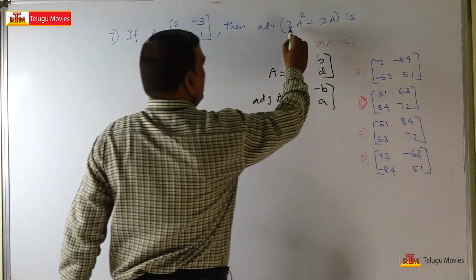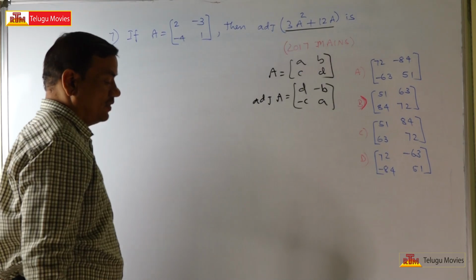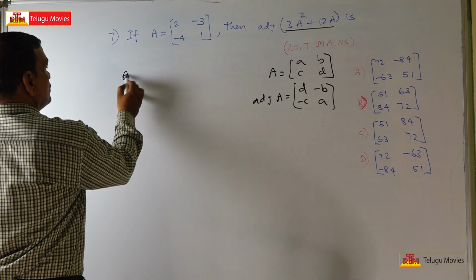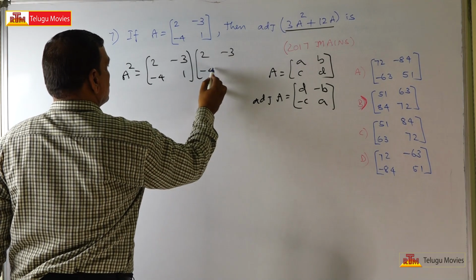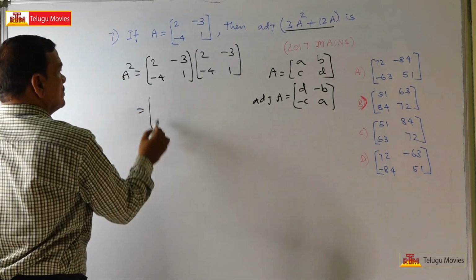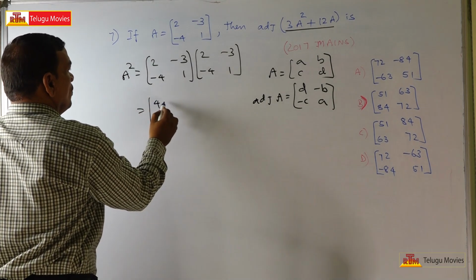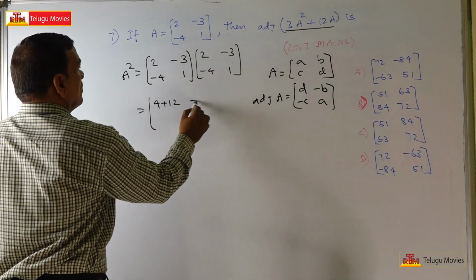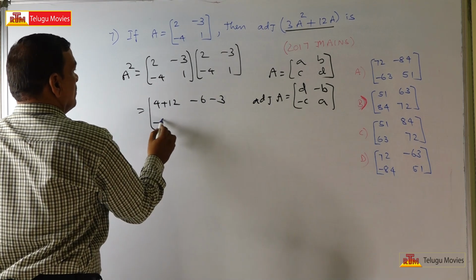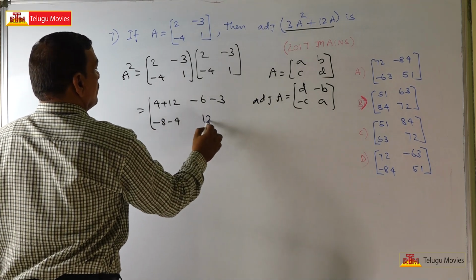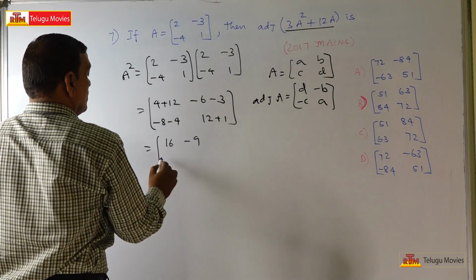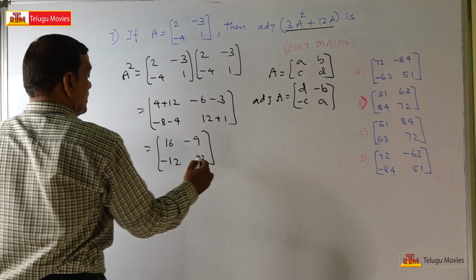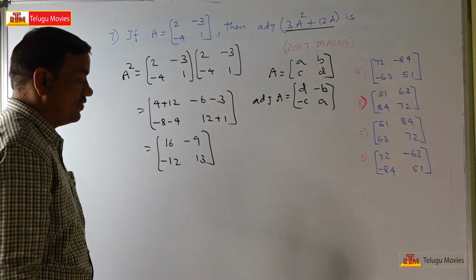First we find 3A square plus 12A. A square means A into A, that is [2, -3; -4, 1] times [2, -3; -4, 1]. If you multiply this, 2 twos are 4 plus 12, minus 6 minus 3, minus 8 minus 4, 12 plus 1. So that is equal to [16, -9; -12, 13]. You are getting this. Okay now? Right. So very easy one.